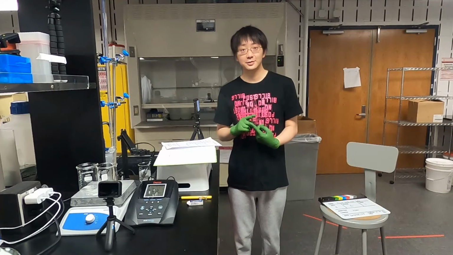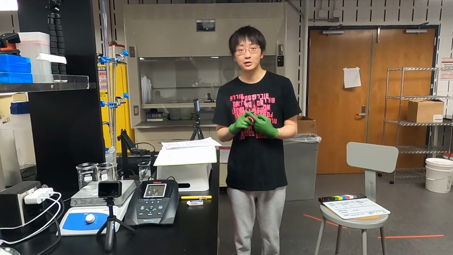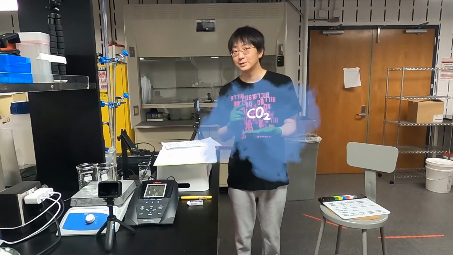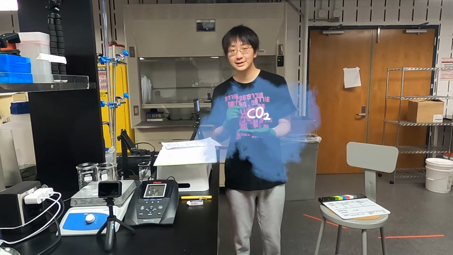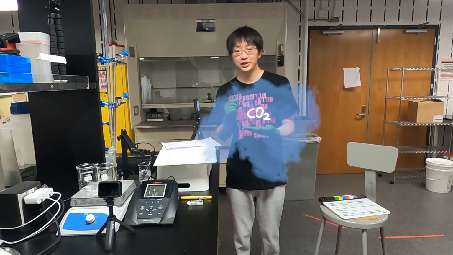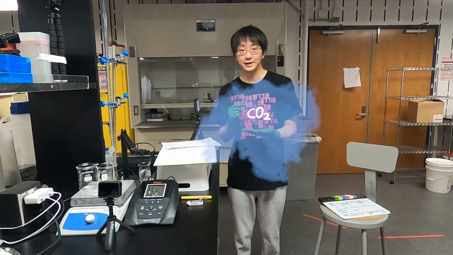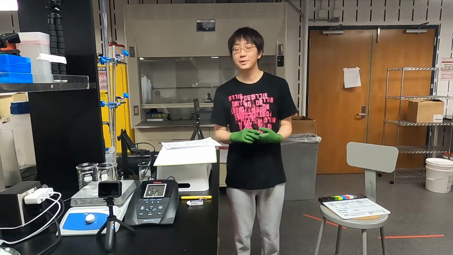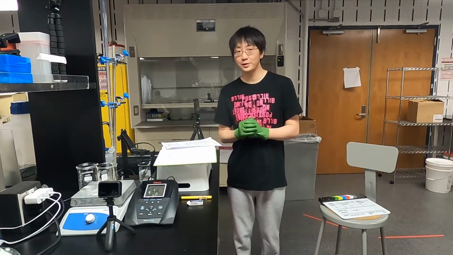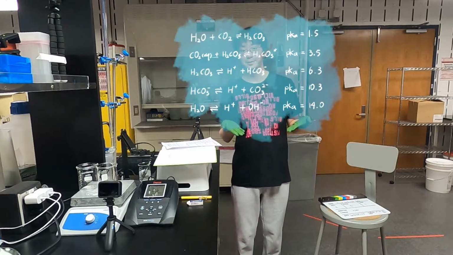We know that in the atmosphere, we have carbon dioxide, CO2. And we also know that natural water is in equilibrium with the atmosphere. So CO2 also plays an important role in natural water. The carbonate system involves several chemical reactions like shown here.